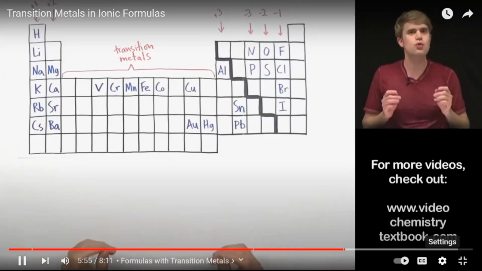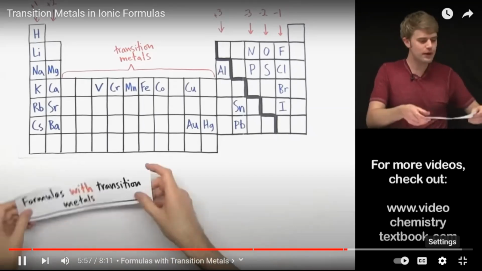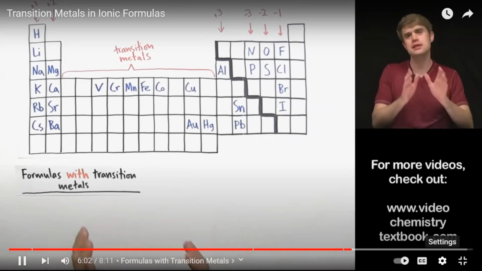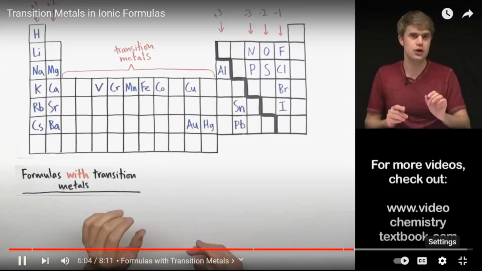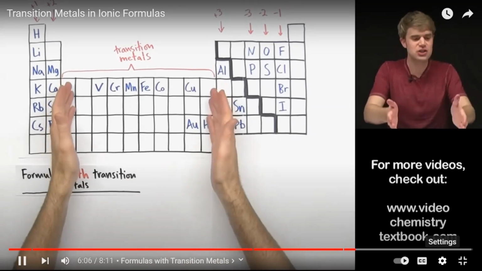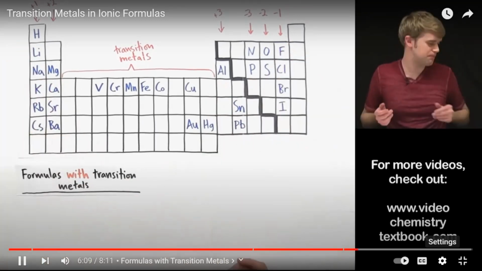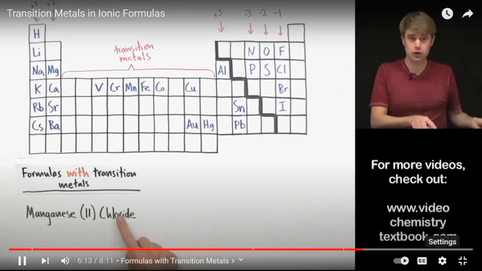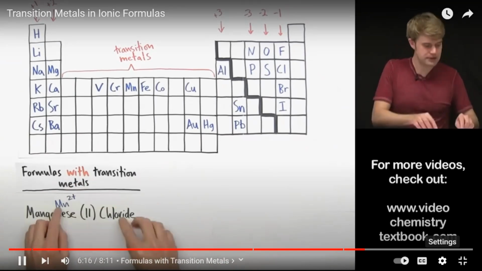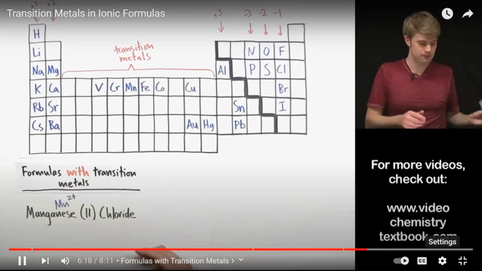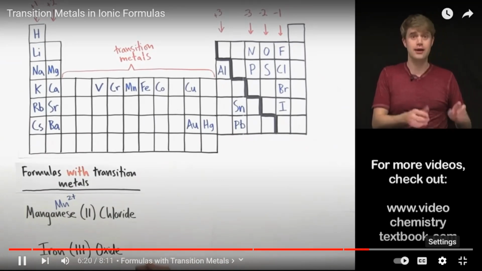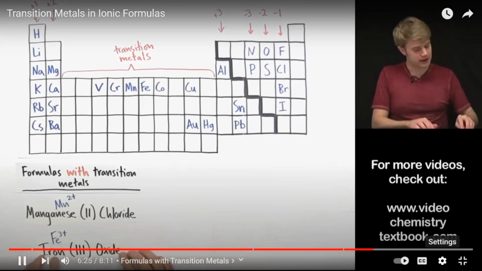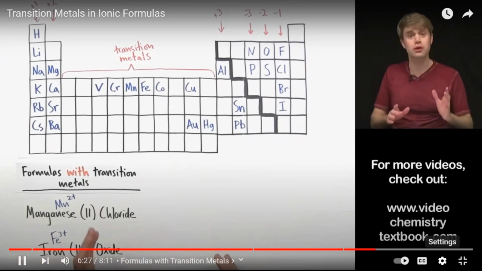So we're going to use this Roman numeral notation whenever we write formulas with transition metals, because we have to explicitly say what charge the metal has, because we can't just figure it out based on where it is on the periodic table. So we have to say manganese(II) chloride for a compound that contains Mn2+. For iron(III) oxide, we write that so that whoever's reading it knows that we're talking about a compound that contains iron with a 3+ charge.